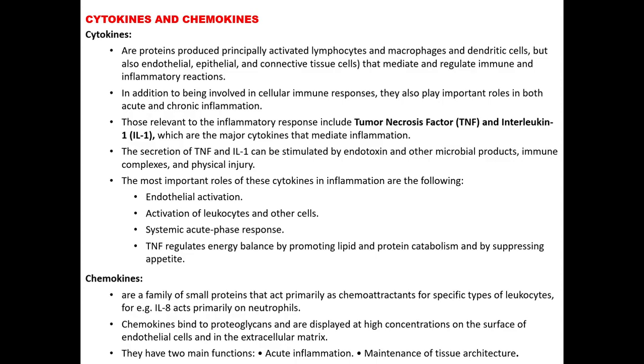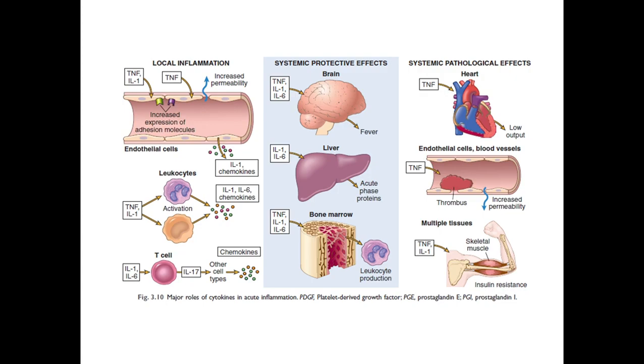For a specific type of leukocyte, for example, interleukin-8 acts on the neutrophil in acute inflammation. The chemokines bind to proteoglycans and are displayed at a high concentration on the surface of endothelial cells and in the extracellular matrix. They have two main functions: in acute inflammation and maintenance of the tissue architecture. This is the figure that shows us the major role of cytokines in acute inflammation. You look at this and review it.